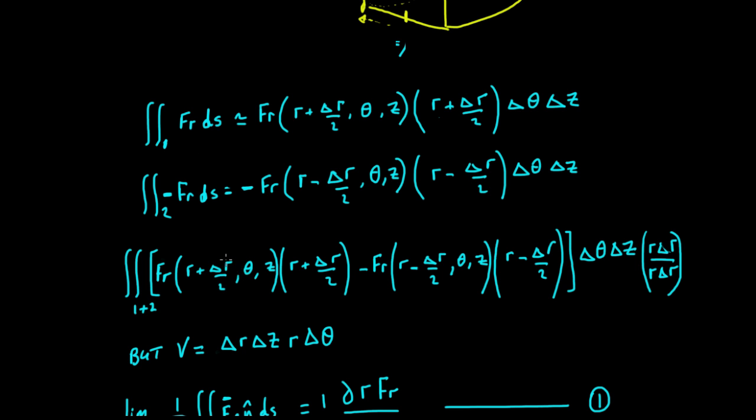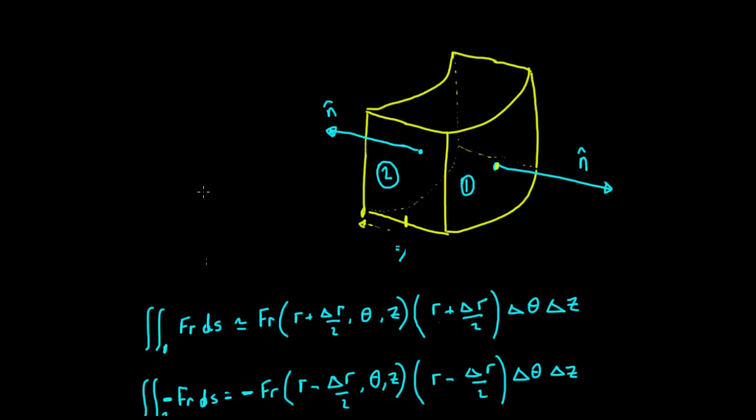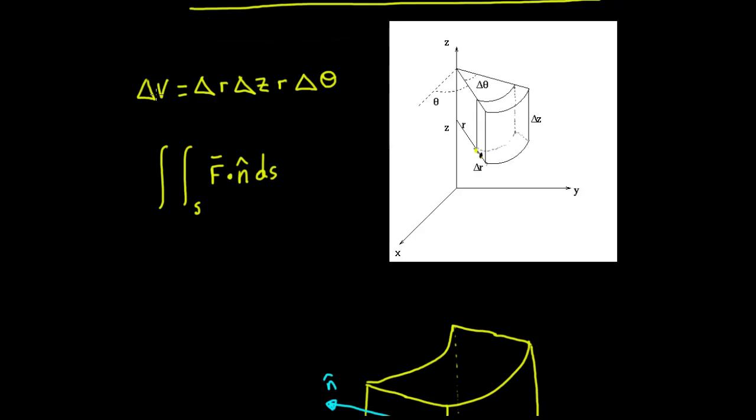So now what we can do is add both of these together in order to get the flux through surface 1 and 2. When we add these two together, we take out the common factor of delta theta, delta z, and we get this little equation here. Now we can also multiply the top line by r delta r and the bottom line by r delta r. In doing so, we haven't changed the equation in any way, but you'll notice now that the top line here, r delta theta delta z, is actually the volume element, delta V.